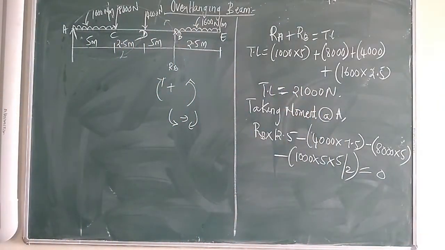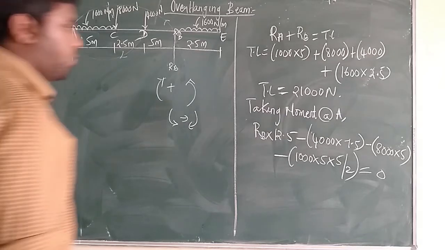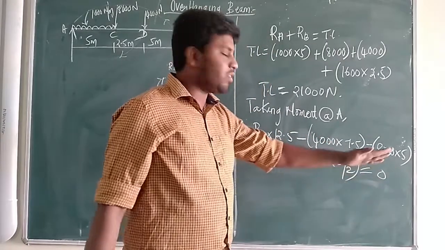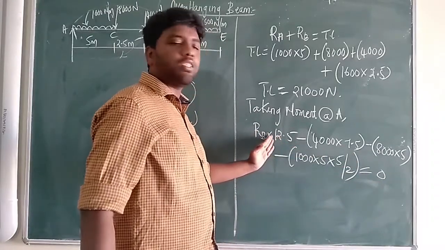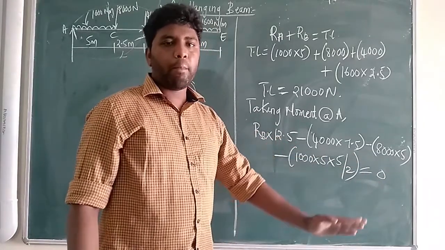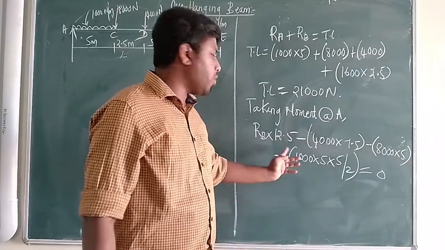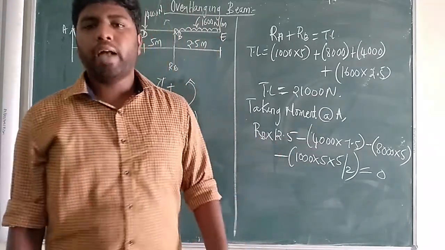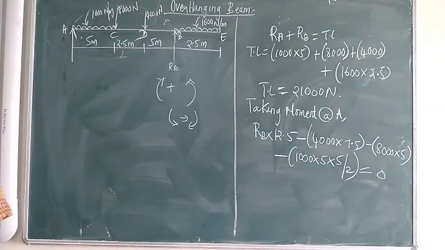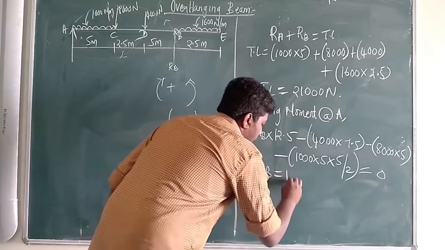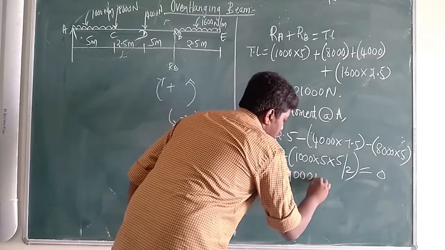So if you solve that equation, you will get an answer of RB is equal to 11,000 Newton. If you solve all these things, you will get a minus 1 answer. If you take that to the other side, it will become plus. And if you take this multiplication to the left side, it will become division. So if you divide that value with this 12.5, you will get the answer. So that answer will be 11,000 Newton. RB is equal to 11,000 Newton.